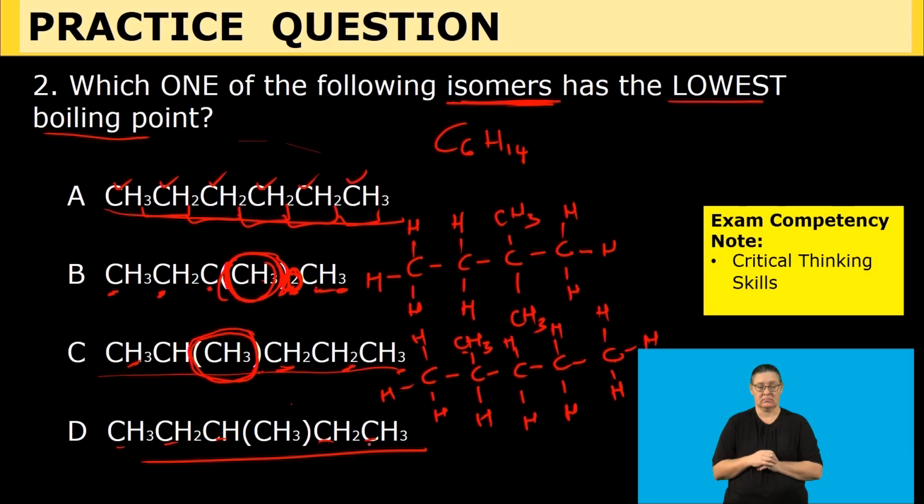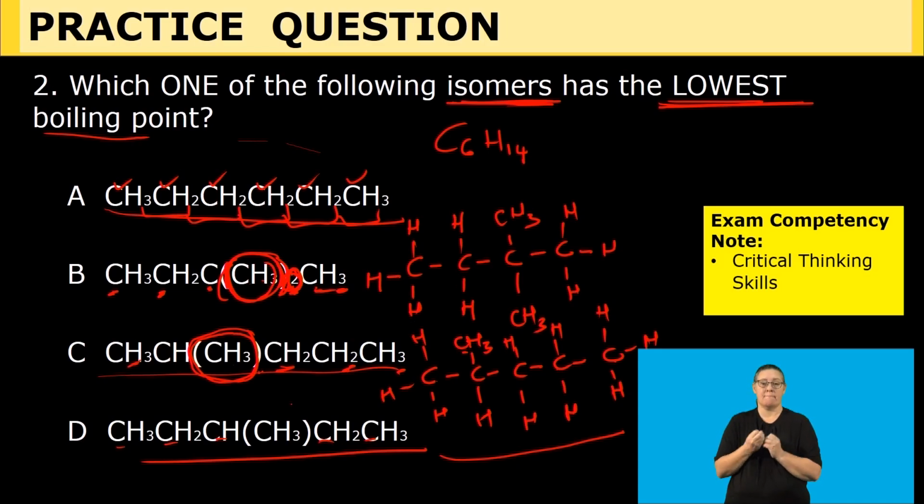It's on carbon number 3 again, starting from the right-hand side. So it's going to be similar to this one. However, we know that for a substance to have the lowest boiling point, it needs to have weak intermolecular forces. And seeing that we are comparing alkanes here, we can talk about the chain length.